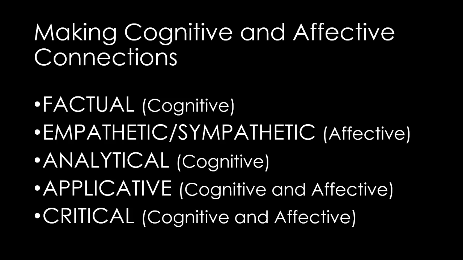So here you see that at the factual level, the focus is cognitive skills. At the empathetic or sympathetic level, the focus is the affective skills. We want to get our students' hearts into the text. We know they're figuring out what's going on in the text because we've assessed their factual understanding. We know they're following the plot. They're making sense of what they're reading at the most surface level. But at the empathetic level, we're cultivating their personal connection.